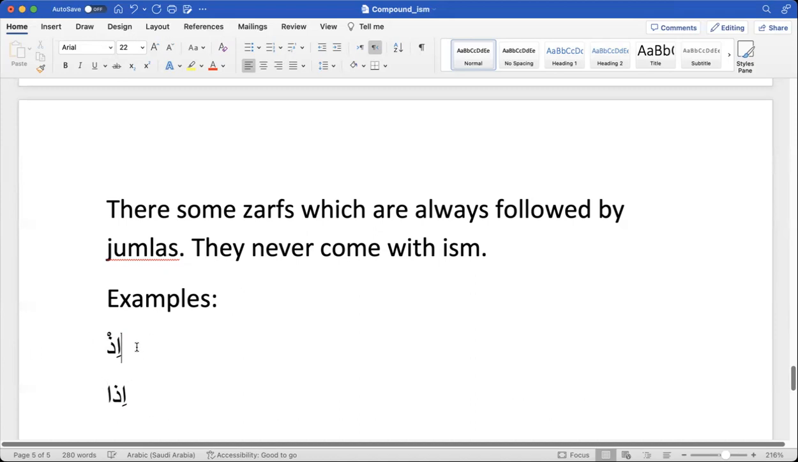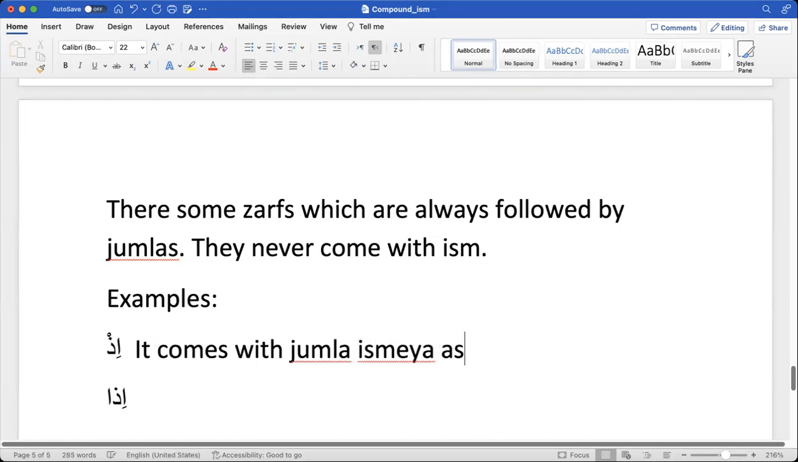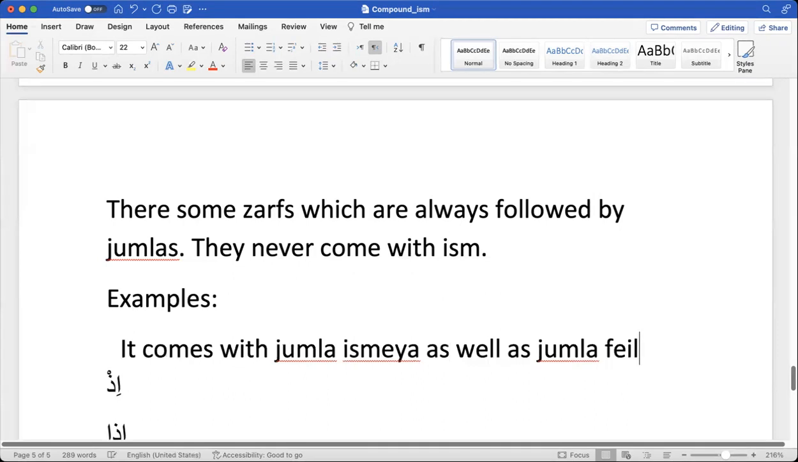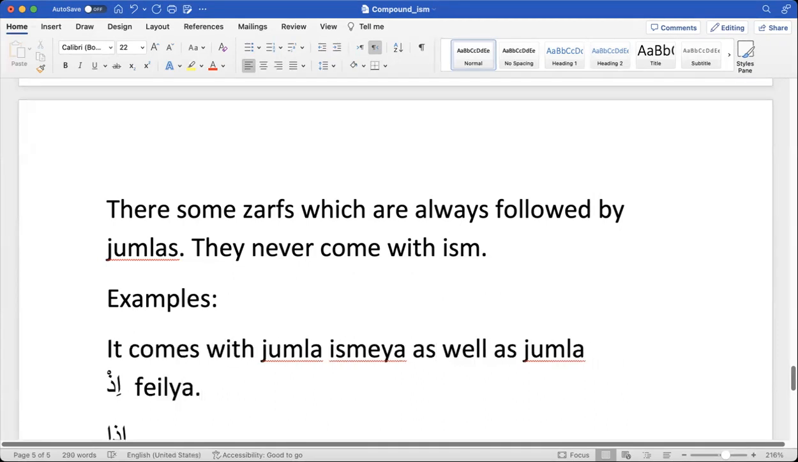Now, what does idh mean? Idh can come with jumla ismiya as well as jumla fi'liya. It comes with both jumla ismiya and jumla fi'liya.